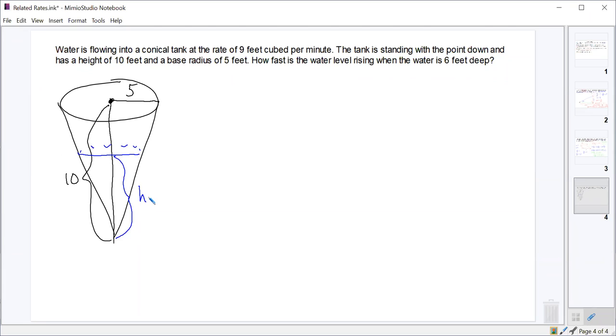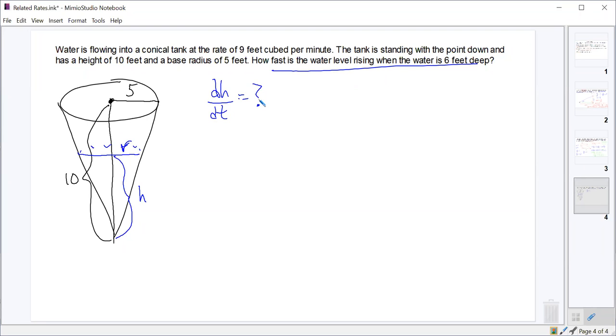We'll call that H. That height is changing. What about the radius of the little cone of water? Is that changing? Down here, it's smaller than it is up here. So that radius is also changing as we pour water in. And we want to know how fast the water level is rising, which is a dH/dt value. So we're looking for dH/dt.